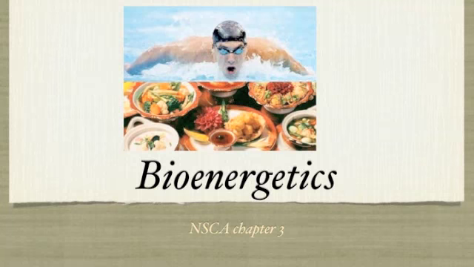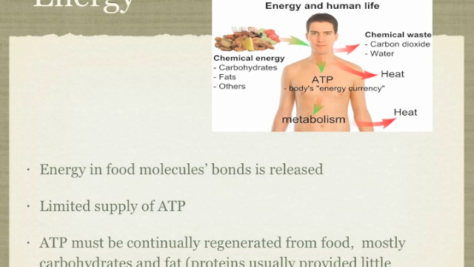Right, so we're moving on to Chapter 3, which is bioenergetics. We've talked previously in Chapter 1 about how a muscle contracts and how ATP is necessary for a muscle to contract. And so we need a continuous supply of ATP for muscle contractions. We have a limited amount of ATP in our muscles, and so we have to constantly be regenerating ATP from the food that we ingest.